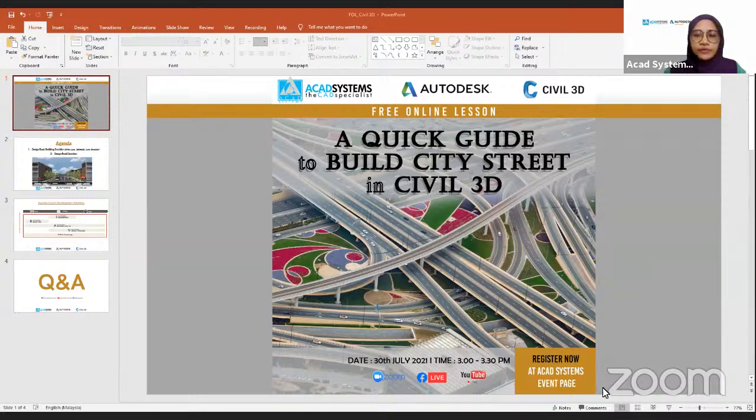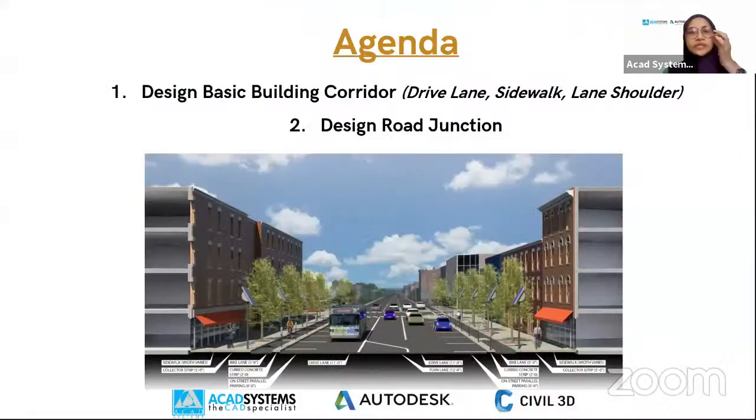So let me get started from here. For our agenda today, firstly, we're going to design the basic building corridor. The corridor inside Civil 3D is basically the 3D representation for the route. So today we're going to look at how we can design the drive lane, the sidewalk, and also the lane shoulder by using the corridor function inside Civil 3D.